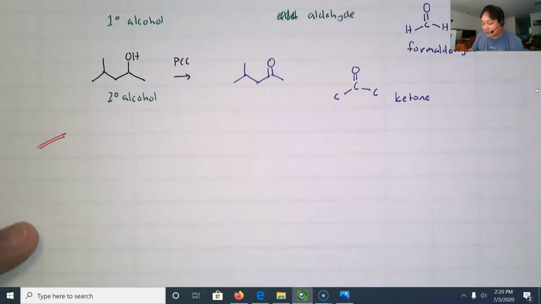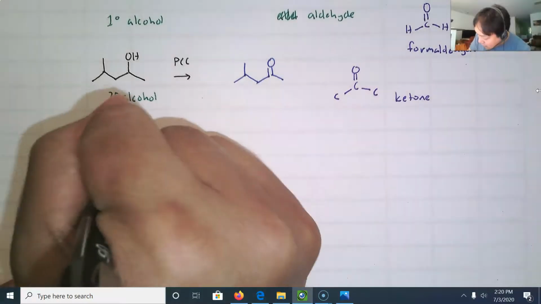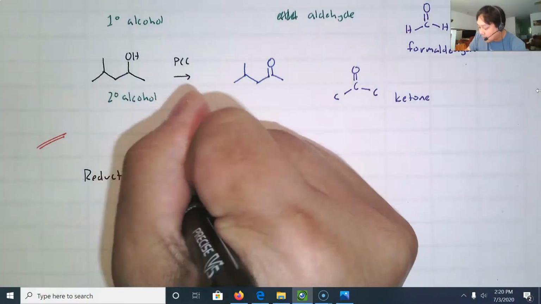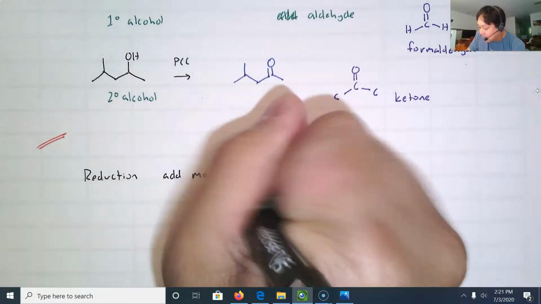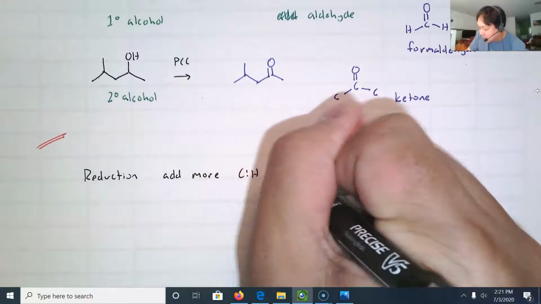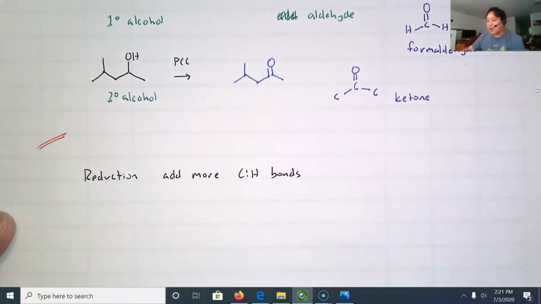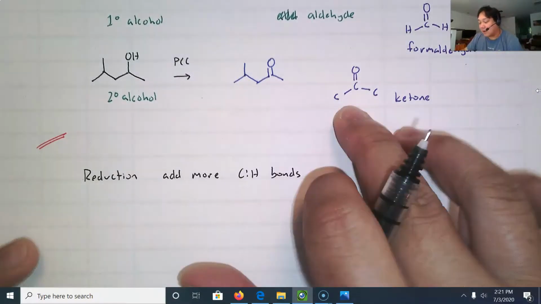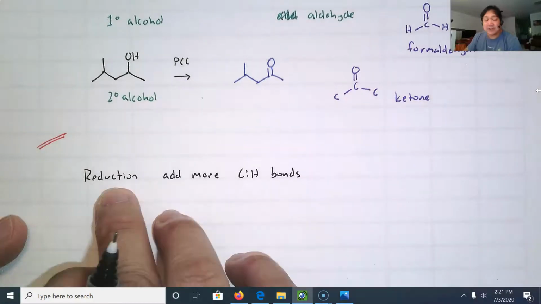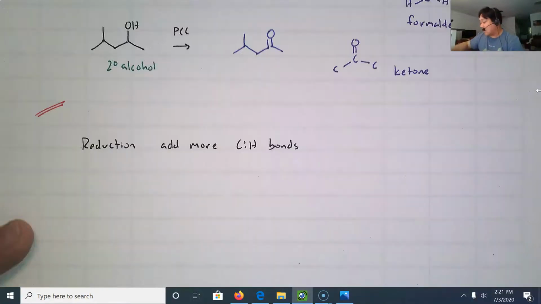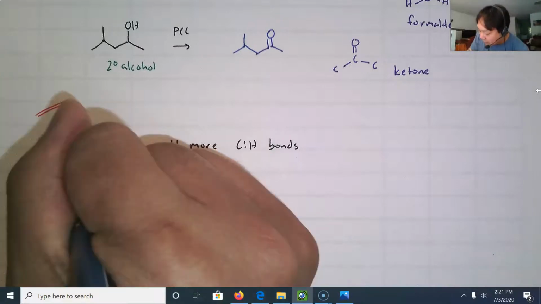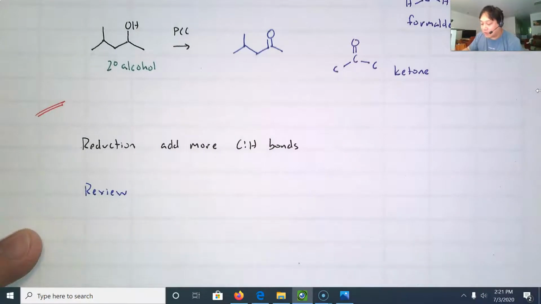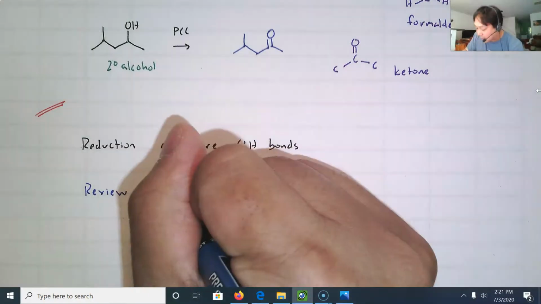The opposite is reduction. And reduction, we can think of it as adding more CH bonds by most likely removing bonds to oxygen. But we'll see other examples where we don't even have oxygen, where we consider it a reduction. And actually, let's do a little review. This is going to be very important for our next reaction. But the review that I want to look at is this.